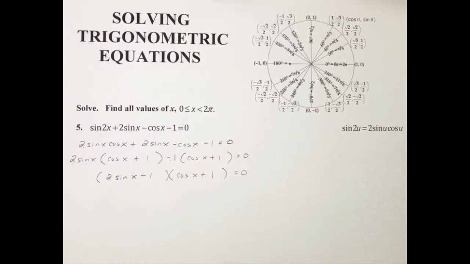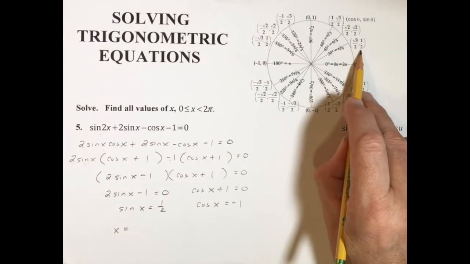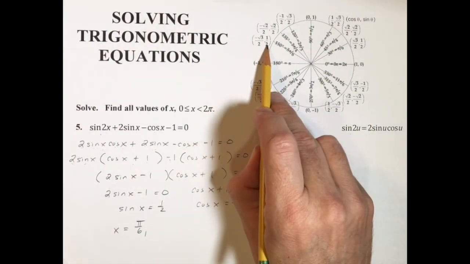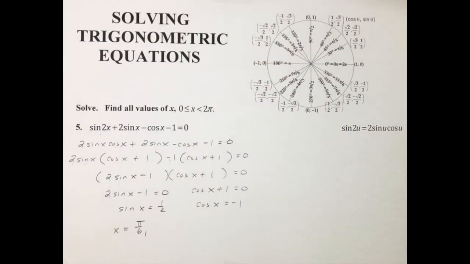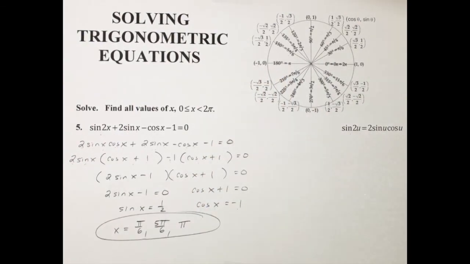We're ready to proceed. Let's set each of the factors equal to 0. Here I'll add 1 on each side and divide 2. Here I'll subtract 1. And we're now ready to look on our unit circle. Where is sine equal positive 1/2? Sine is positive 1/2 at pi over 6, and also over here at 5 pi over 6. And where does cosine of x equal negative 1? Only here at pi. This trigonometric equation has 3 correct solutions.